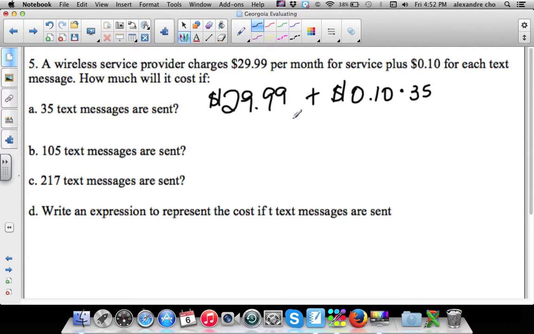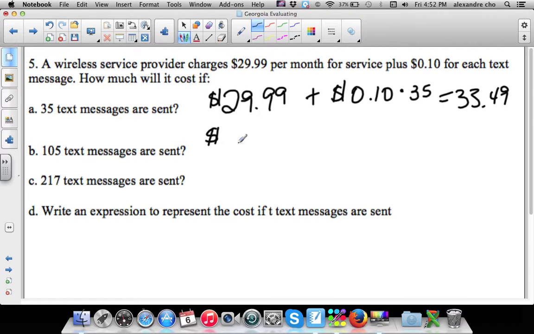We got to calculate that. So $29.99 plus 10 cents times 35, and this is 3.50. Okay, so you get $29.99 plus 3.5, and that's going to give us a total of $33.49.